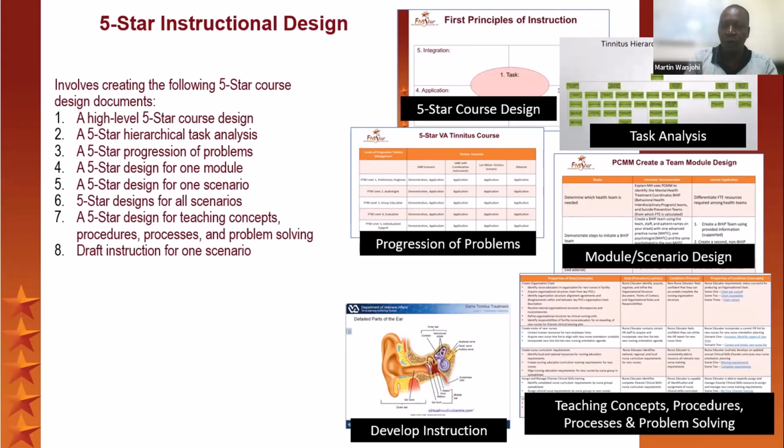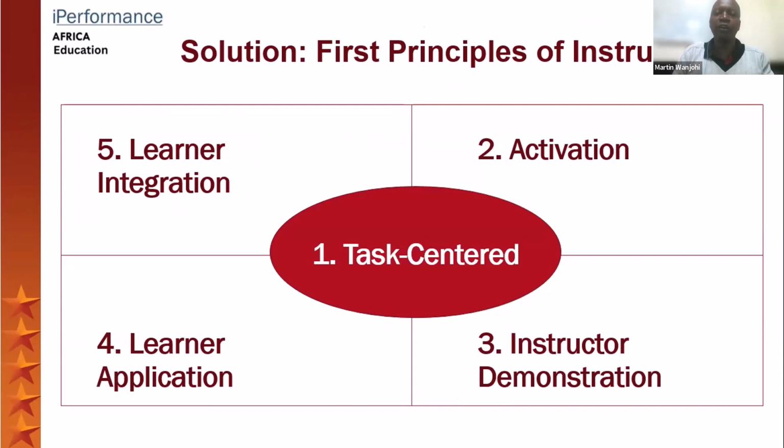Now, this is basically the structure that you'd have of a five star. So you have your course design, your task analysis, your progression of problems, your module scenarios and design, then you develop the instruction, and then you come up with a way to teach concepts, procedures, processes and problem solving. So again, we're building on how we're going to do it. Number one is task centered. You have your activation, you have your instructor demonstration, then you have the learner practicing what they've just been shown by the instructor, then you have the learner using what they've learned at their workplace.